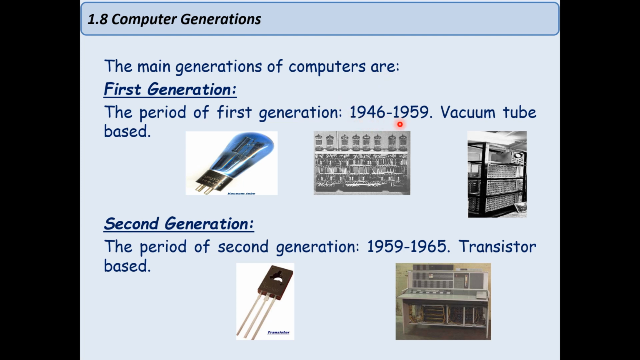In 1946 to 1959, we had the first generation. They invented the computer in 1946. So in those years, the vacuum tube was used. The vacuum tube was an electronic device which was very big, and it could hold only a small amount of data. But in the second generation, they replaced the vacuum tube with the transistor. It was faster than the vacuum tube, and it was smaller, so it was better than the vacuum tube.